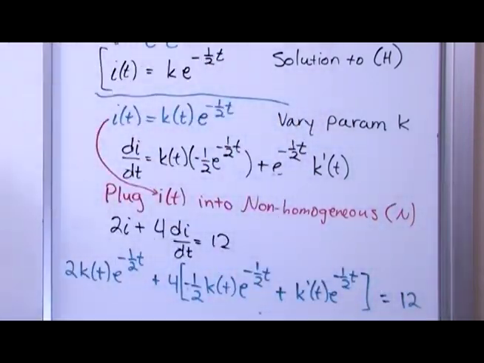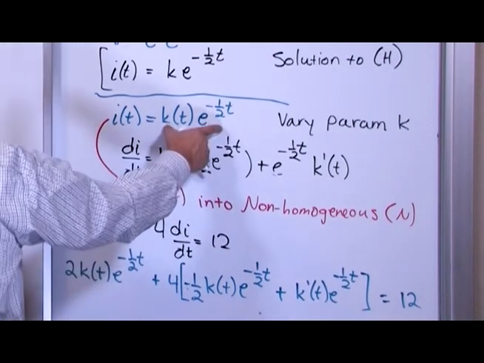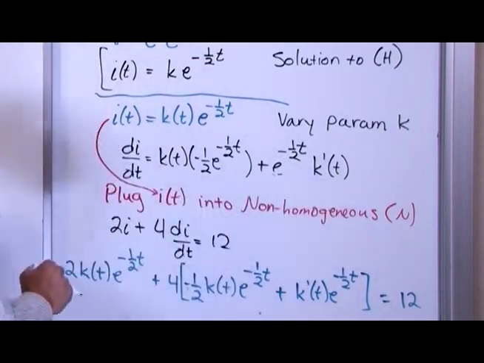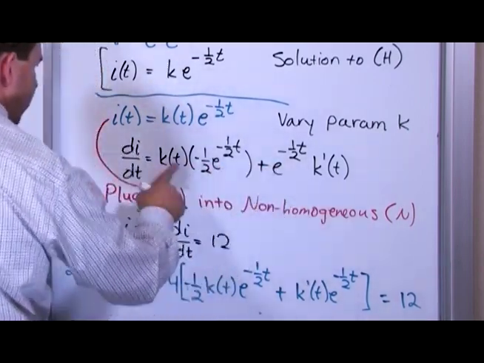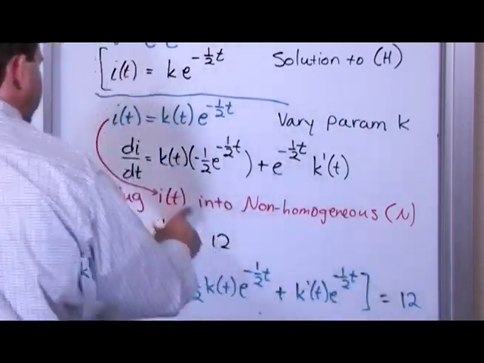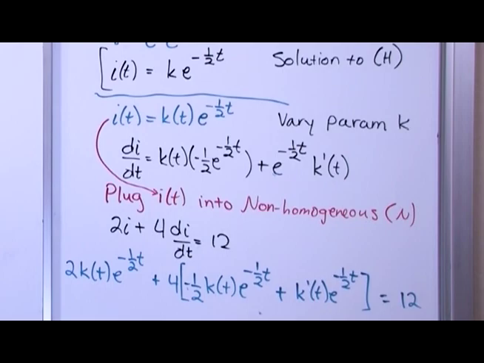Make sure you understand where everything comes from, because if you get lost here, then you're just never going to get anywhere. 2 times I, that's what I have, plus 4 times di dt. Di dt is given by this. So if I did everything right, this should be exactly what's inside of here. And it's all equal to 12. That's my differential equation. Okay?